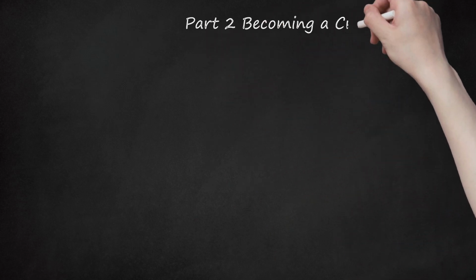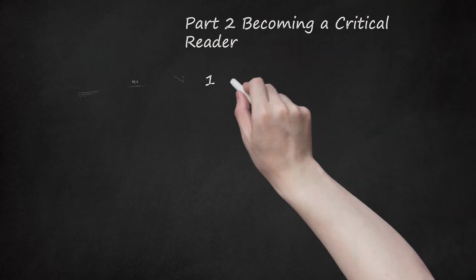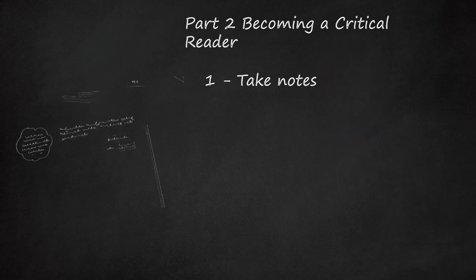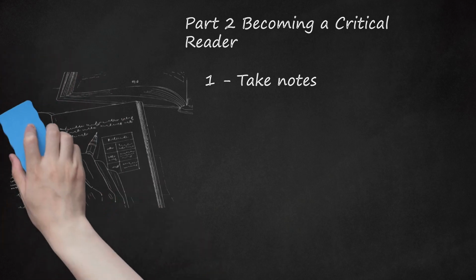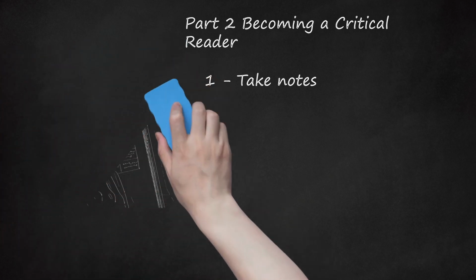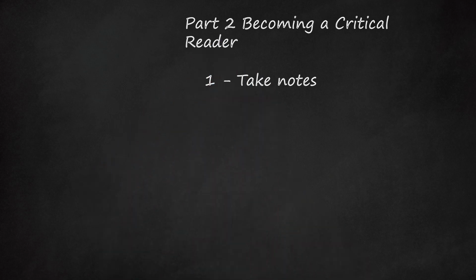Part 2: Becoming a critical reader. 1. Take notes. As you read, write down relevant information. The tactile act of writing will help you remember the information better. For example, if you are reading about Islam, write down the 5 tenets of Islam. You can also underline concepts, or write down ideas that come to your mind as you read.